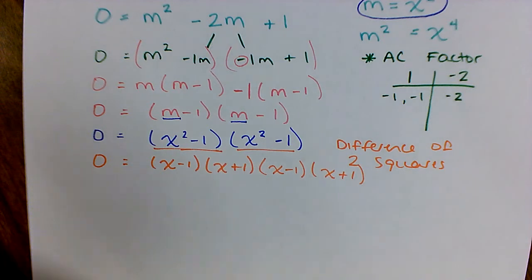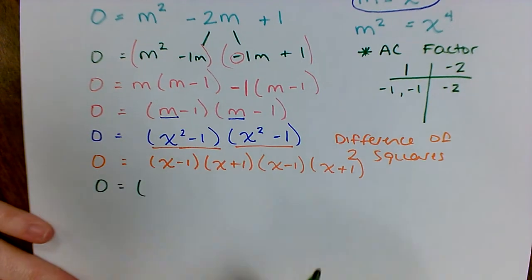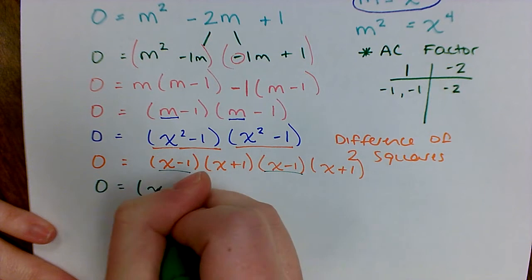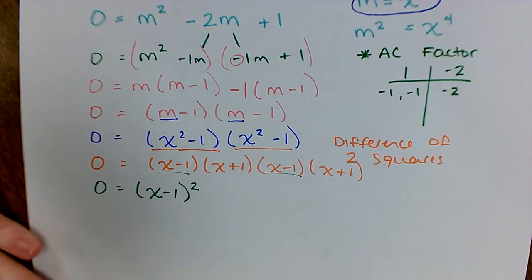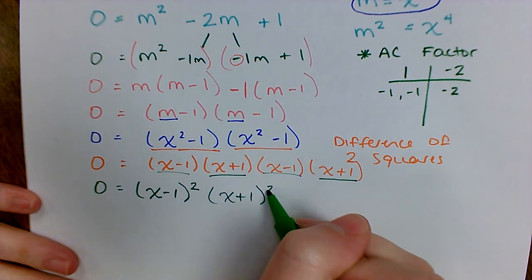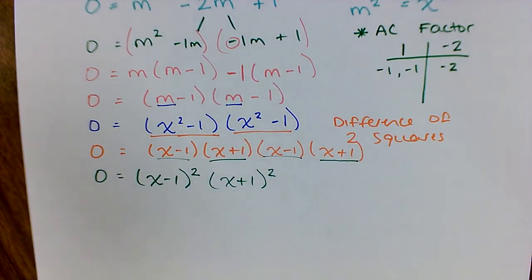And let's clean this up a little bit. How many x minus 1's do I have? 1 here, 2. And how many x plus 1's do I have? 2, so x plus 1 squared. Now this is all factored nice and neat for me, okay? So don't get yourself bogged down in the factoring.